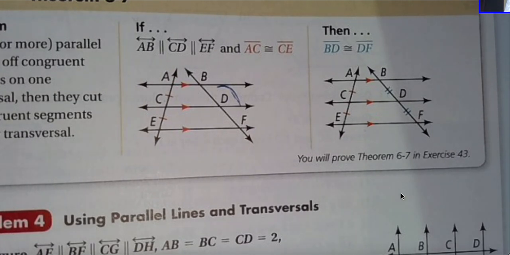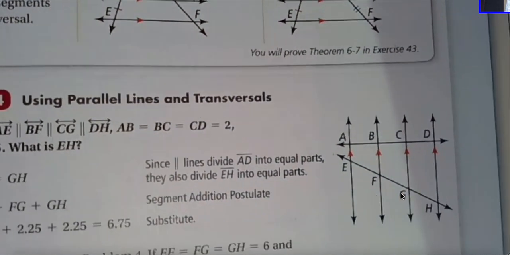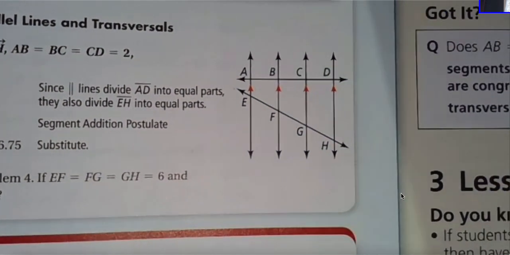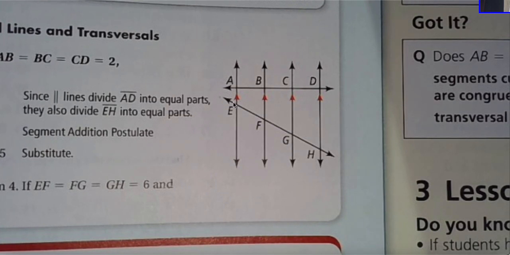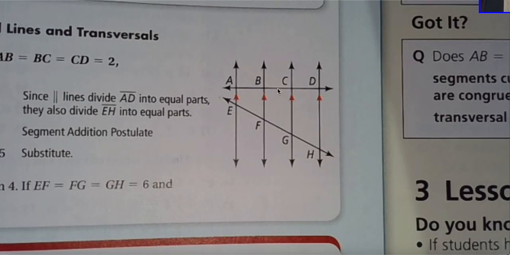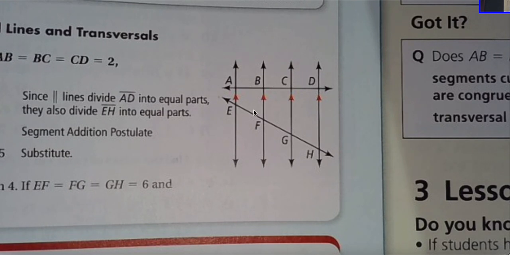For instance, let's look at this problem right here. They tell me that these are 4 parallel lines. Do y'all see that? And it tells me that AB is 2, that this is 2, and that this length is 2. Does everybody understand that? If all those lengths are equal, what do I know about this length and this length and this length? Those 3 lengths are equal.